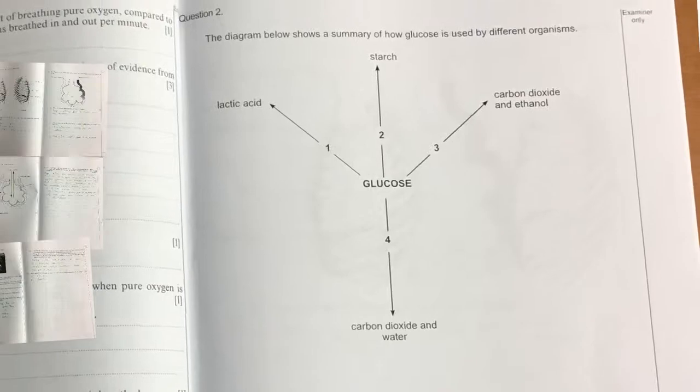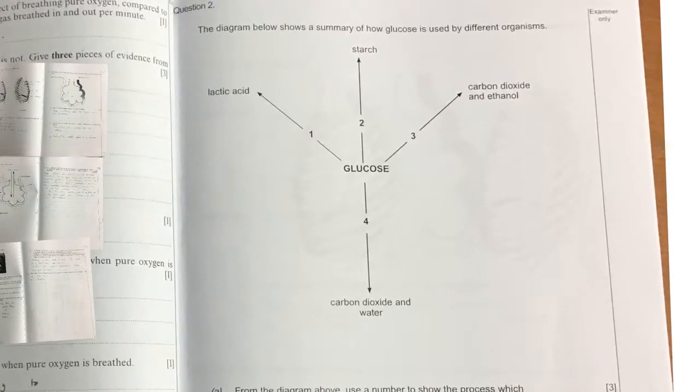Okay, next page, and we've got this diagram. It shows a summary of how glucose is used by different organisms. 1, 2, 3. If we were just looking now, and I'll just label this up, we know glucose gets turned into carbon dioxide and water. That's aerobic. Glucose into lactic acid is anaerobic, okay? And that's for things which are happening in our body.